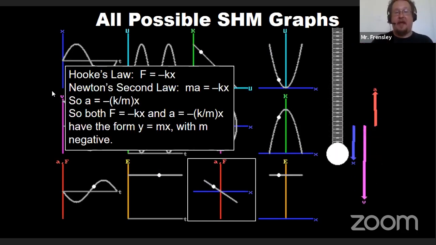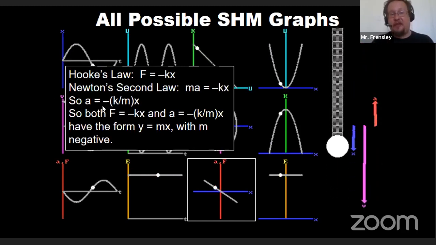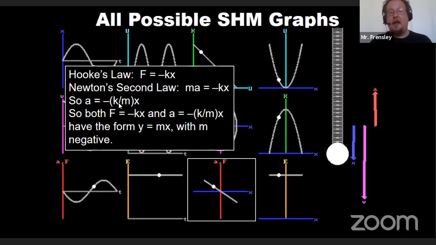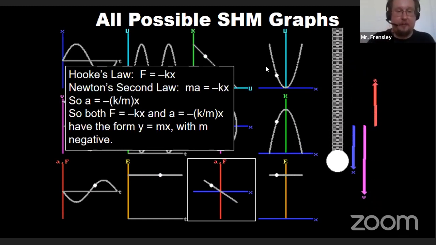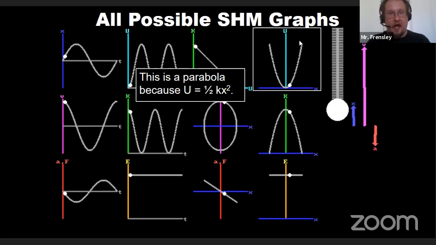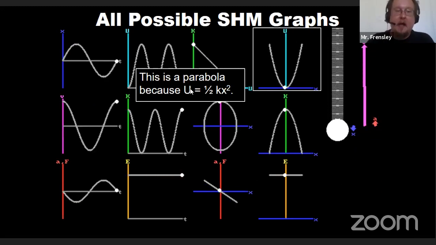If you replace F with ma, then you just get the same line, but with a different slope. A is the y, negative k over m is the slope, and then x is the horizontal variable, right? So those are the lines through the origin. I'm hoping this is one that you all got. So if you got this one, then give yourself a pat on the head and a biscuit.